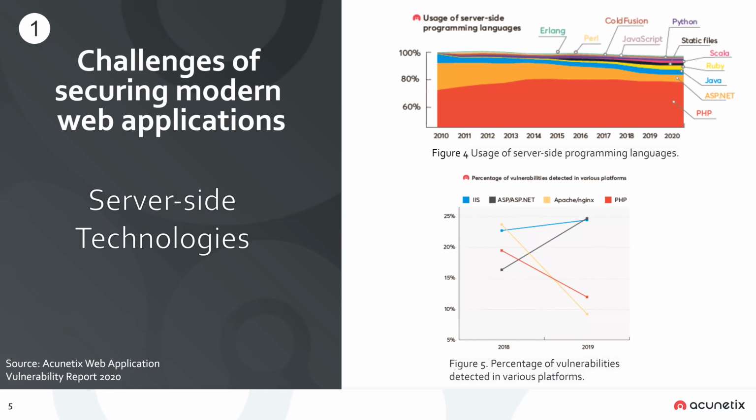Also, from the server-side technologies, it's interesting when we compare server-side programming languages. We see that PHP remains as popular as before. The second most popular is ASP.NET, but developers more and more use other, less popular server-side languages. When we talk about vulnerabilities, the situation is a bit different. The percentage of PHP vulnerabilities has declined a lot. The percentage of ASP and ASP.NET vulnerabilities is growing. The percentage of vulnerabilities in Apache and Nginx has declined a lot, while the percentage of IIS vulnerabilities is growing.